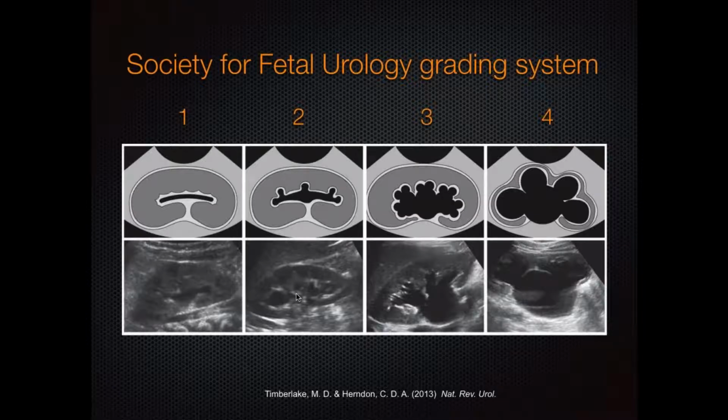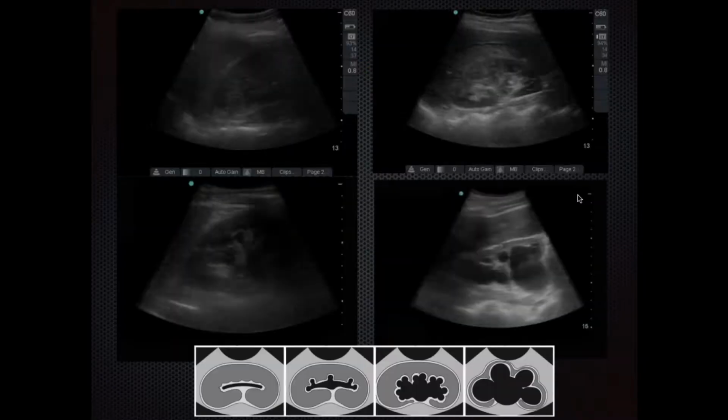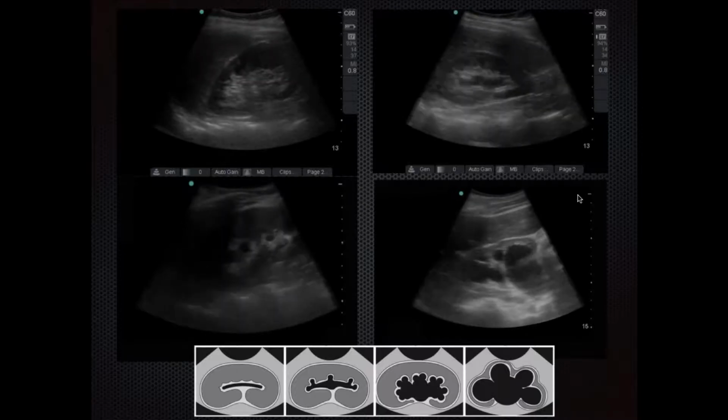Now, in grade 2, you start seeing the dilation of the minor calyces. In grade 3, the major calyces start dilating. And then what you progress onto is very severe, which is what we call bear claw appearance. It looks like a bear claw, with really thinning of the renal cortex, which suggests some chronicity to this whole process. Okay, so this is a view of what they all might look like.